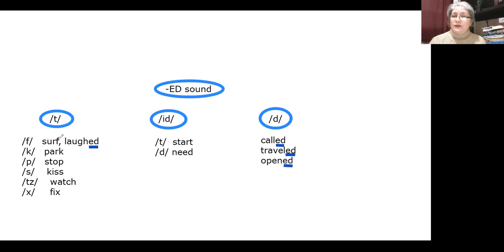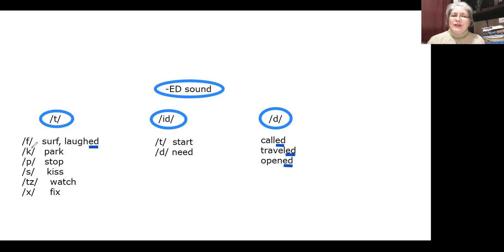So what's the past of surf? Surfed. You say the original word, surf, and then you add the t sound. The same happens with laugh. So you have laughed. The same pronunciation as left, the opposite of right.